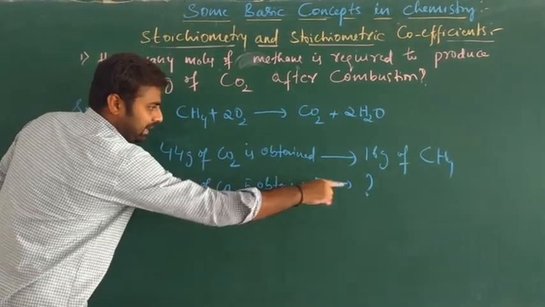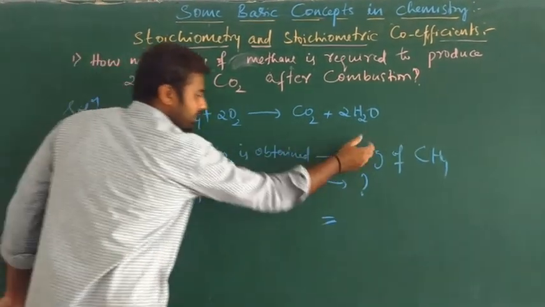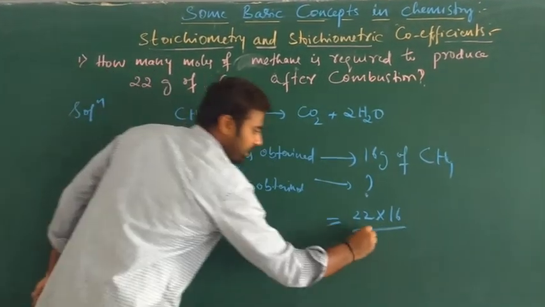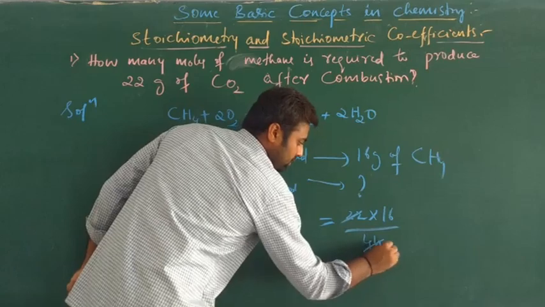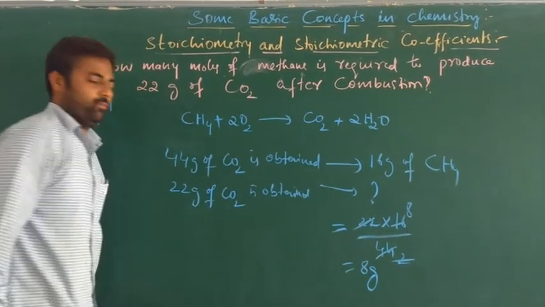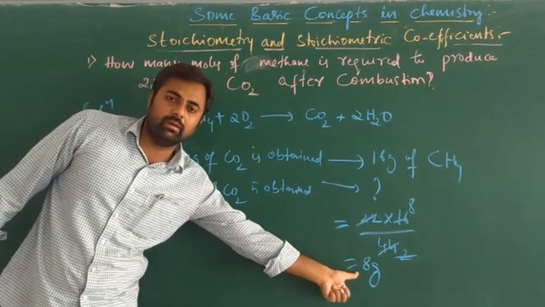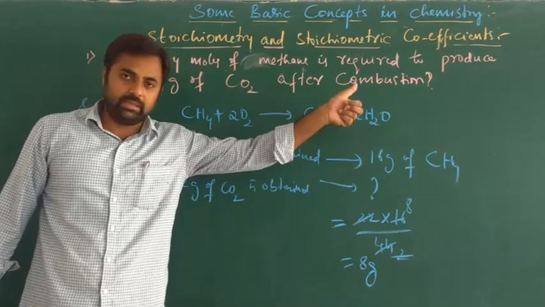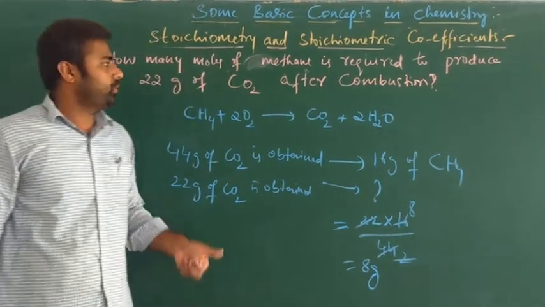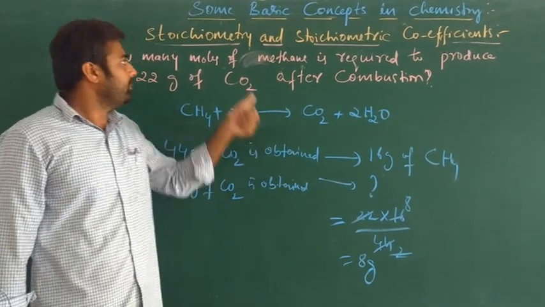Just cross multiply this data and you will get an answer: 22 grams times 16 grams divided by 44 grams, right? The 2s cancel, 2 eights are 16, so 8 grams. Very simple. 22 grams of carbon dioxide is obtained from 8 grams of methane, meaning 8 grams of methane is required to produce 22 grams of carbon dioxide after combustion.